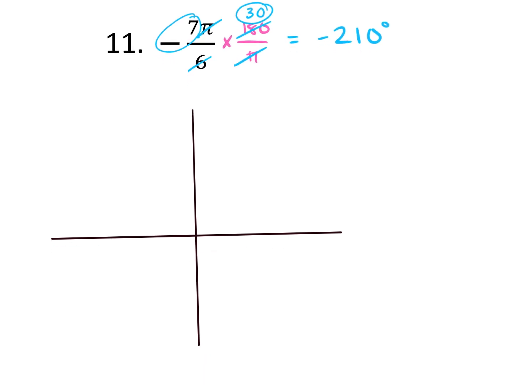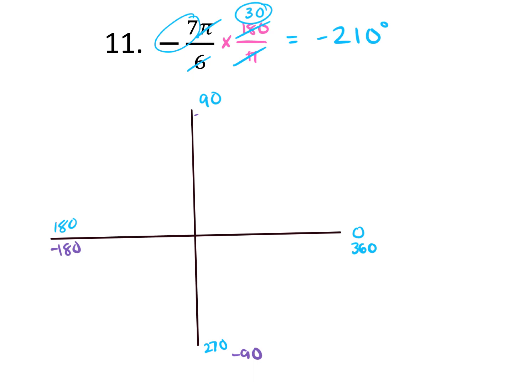Now, since we have a negative angle, if you want to, you can just draw your angles backwards. So instead of 0, 90, 180, 270, 360, we could do it backwards and say negative 90, negative 180, negative 270, and negative 360. So if we have quadrants 1, 2, 3, and 4, what quadrant would negative 210 be in? The second quadrant. It'd be in between negative 180 and negative 270.